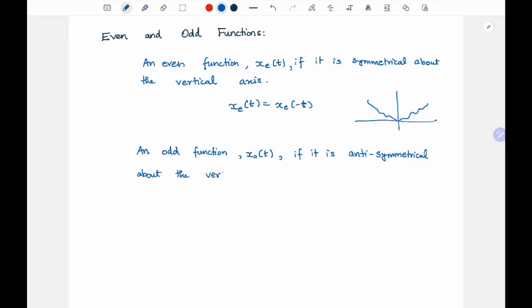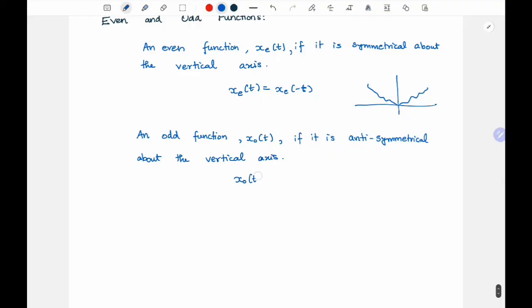So what is antisymmetrical is nothing but xo of t is equal to minus xo of minus t. Whatever is the signal here, which should be reflected, it is the negative of that. So it is also like saying it is a reflection about this 45-degree diagonal. Or on the other hand, you first take the reflection on the vertical axis, then you do the reflection on the horizontal axis. Both are synonymous. So this is called an odd function.